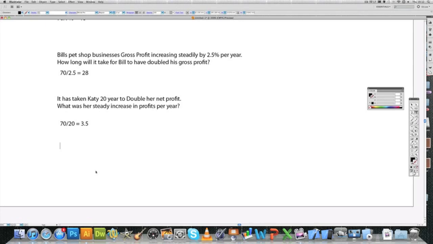So let's say I have a business that has a net profit that increases by, let's say, 5%. Why don't we say that? 5% per year. Work out for me what my doubling rate is using this equation.